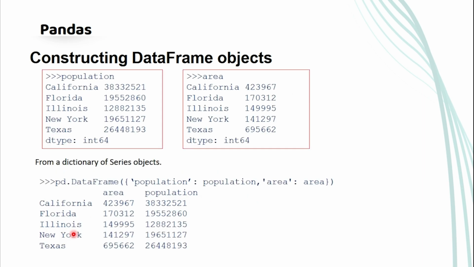So we can construct a DataFrame object from a dictionary of Series objects. Here we can see pd.DataFrame constructed from two Series, and we can obtain the DataFrame like this one.